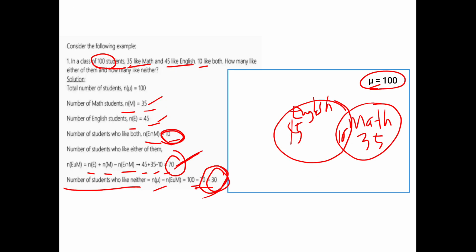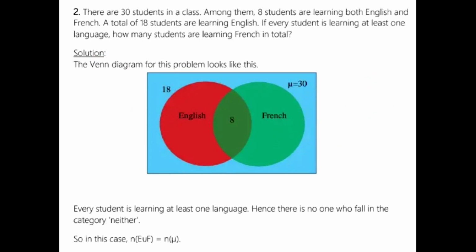So, another example: there are 30 students in a class. Among them, 8 students are learning both English and French. And then a total of 18 students are learning English. If every student is learning at least one language, how many students are learning French in total?